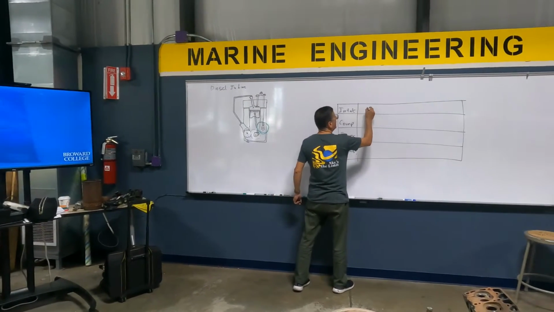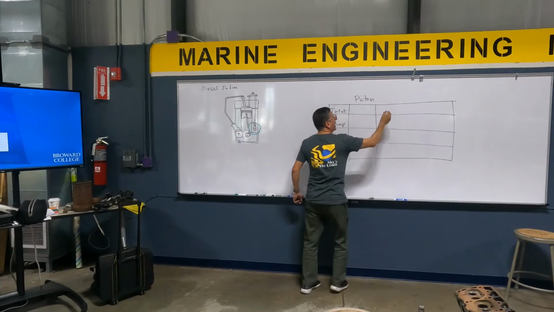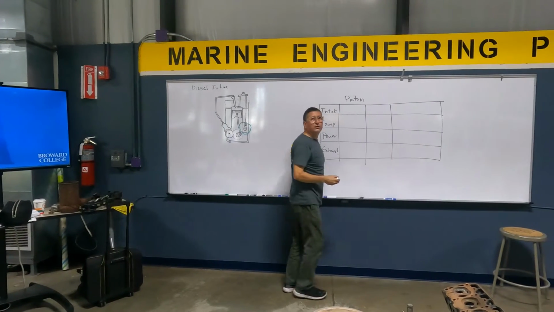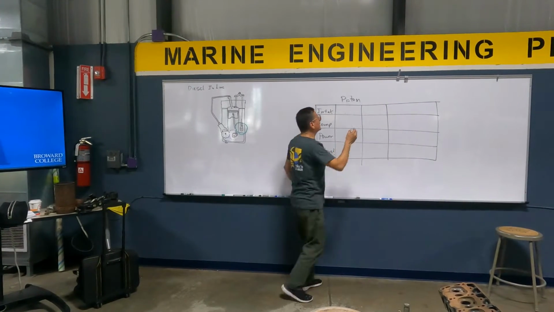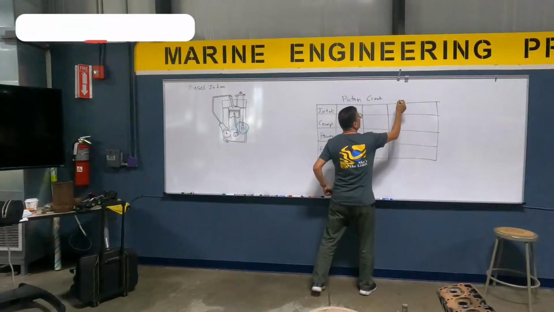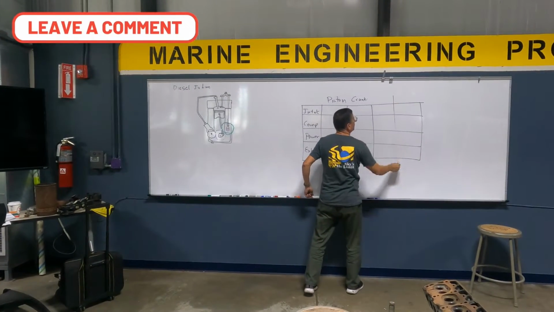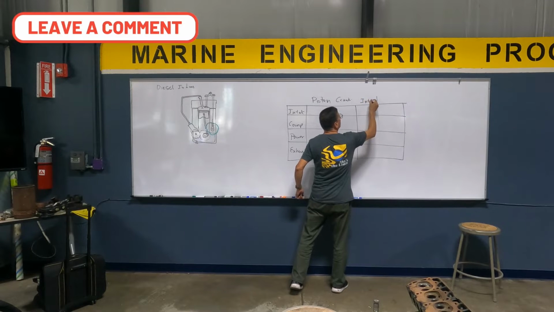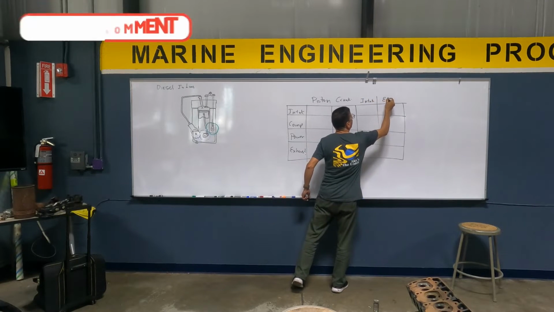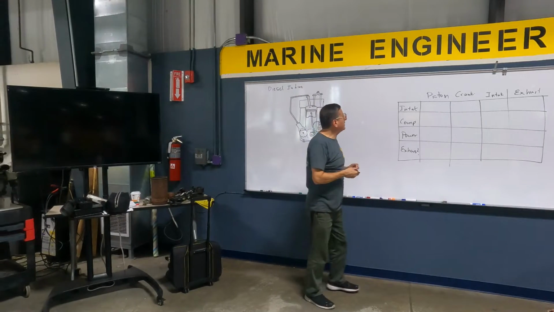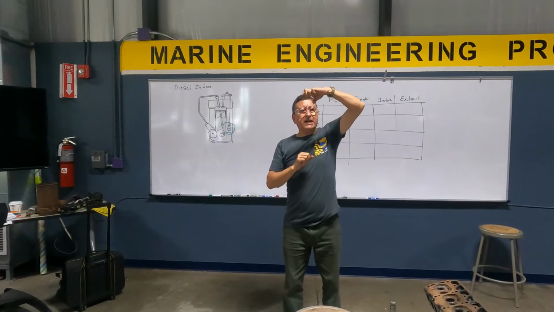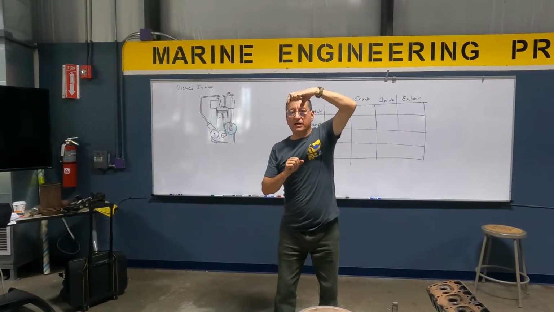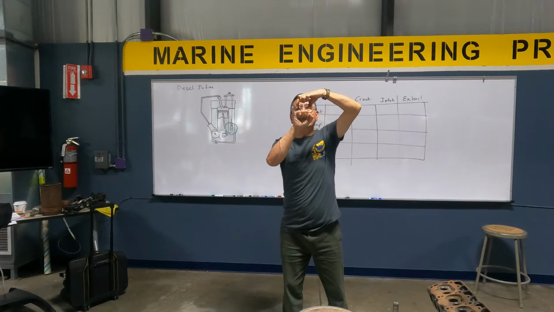And we are going to check here the piston. And here in this column, we are going to check the rotation of the crankshaft. And here we are going to check the position of the intake valve and the position of the exhaust valve. All right, pay attention. I have both valves, intake here and exhaust here, and the piston is going down.